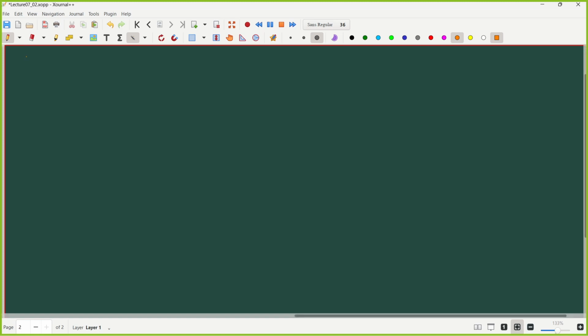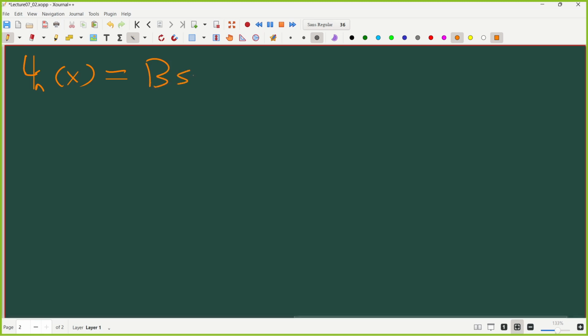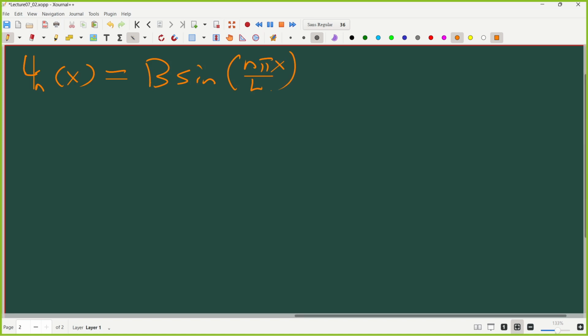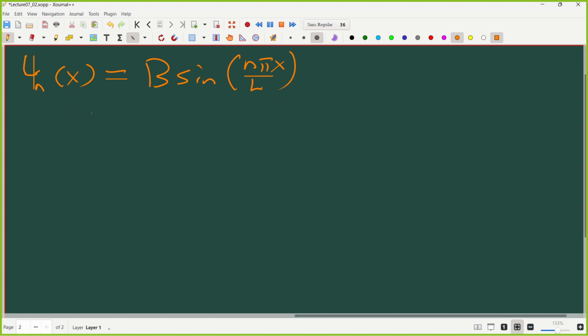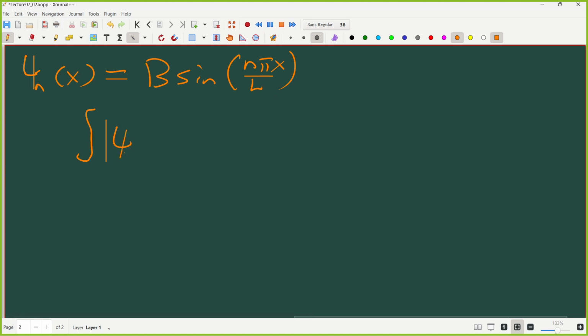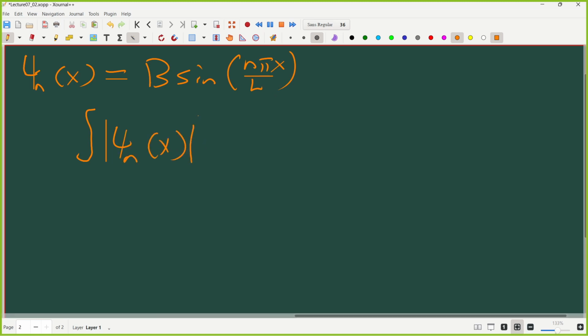Right? So our wave function for our system, psi n of x, just to remind you, is b sine n pi x over L. And the way we're going to solve for b, and this is a general approach for solving for these coefficients, is to use the fact that the integral of the square of the wave function is 1. So when we take the integral of the squared function over the box, between 0 and L, we get a 1. This is our normalization condition.